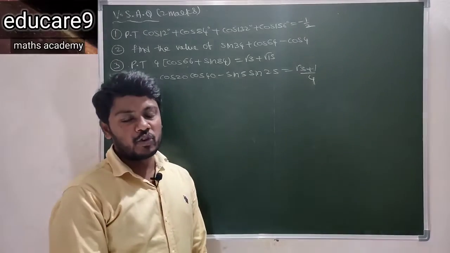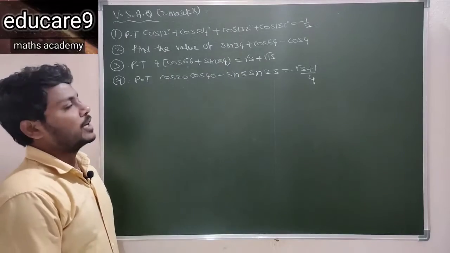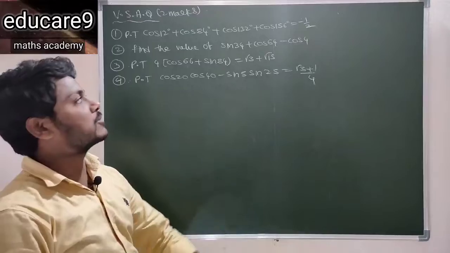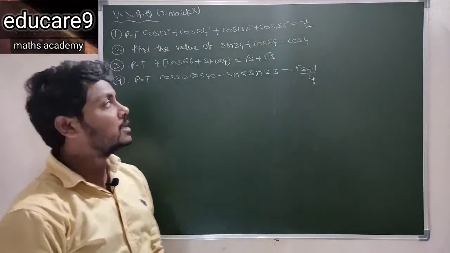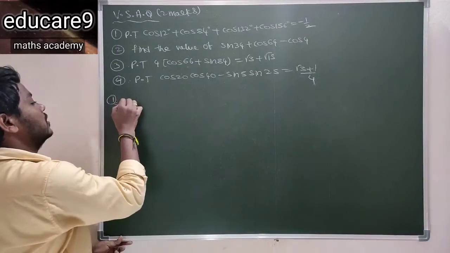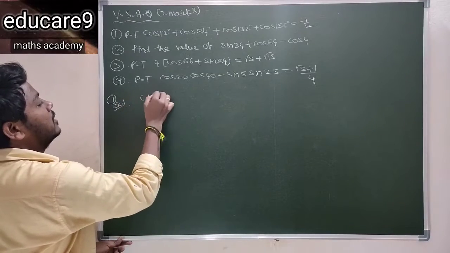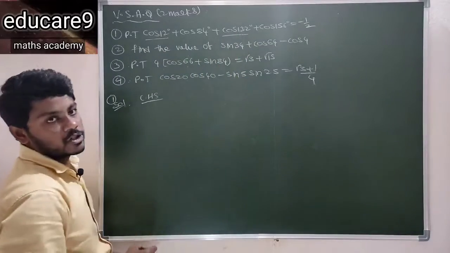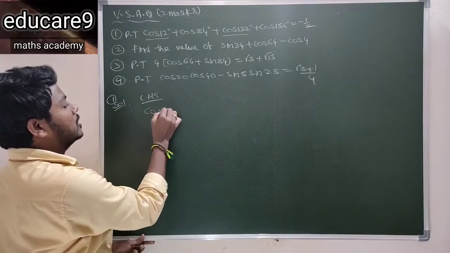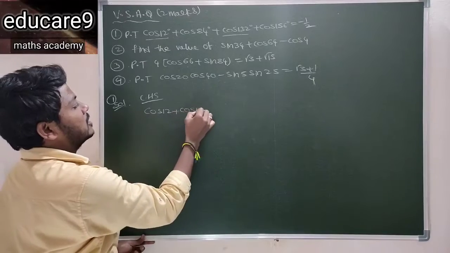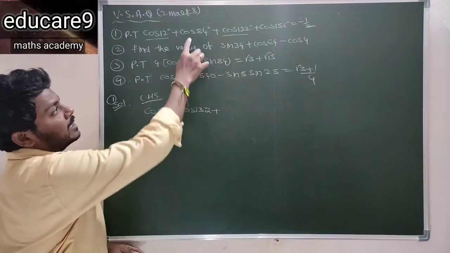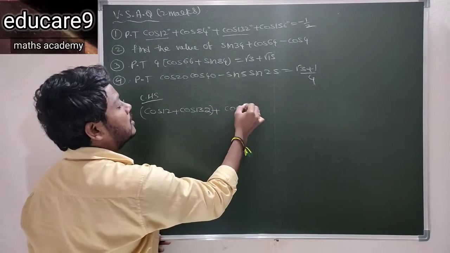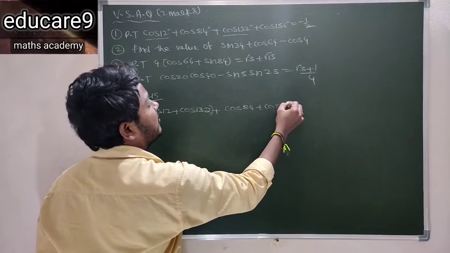So next we will discuss a few 2 marks problems. See the first one. Prove that cos 12 plus cos 84 plus cos 132 plus cos 156 value is minus 1 by 2. See here, solution. Consider the LHS. You have to write first term and third term first, that is cos 12 plus cos 132. And write second and last term, cos 84 plus cos 156.